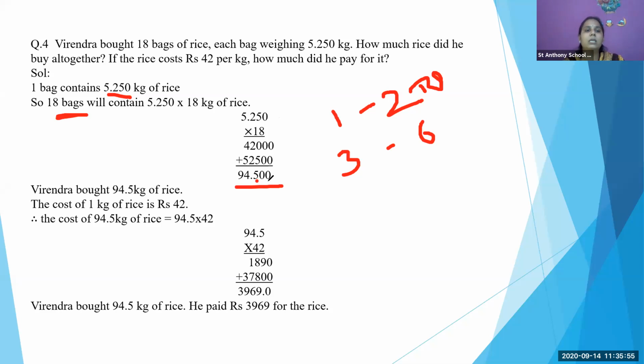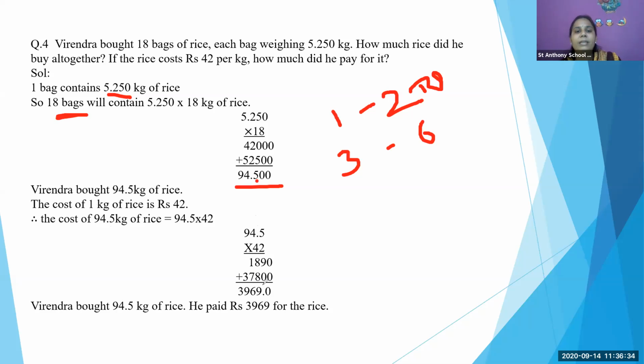Now the cost of 1 kg of rice is 42 rupees, they have said. If he ordered a total of 94.5 kg of rice, what will be the total cost? That will be multiplied by 42. Now 2 5s are 10, 1 carry, 2 4s are 8 plus 1 is 9, 2 9s are 18. This 0 will be there. 4 5s are 20, 0 and 2 carry over, 4 4s are 16.